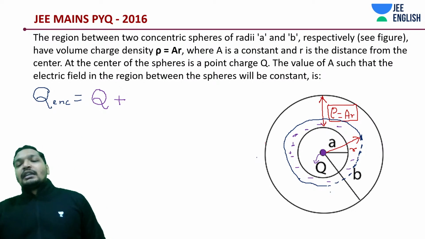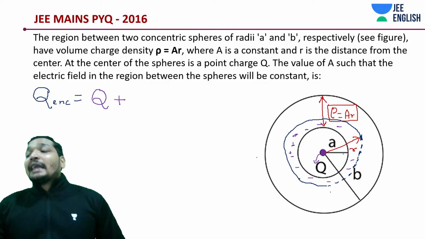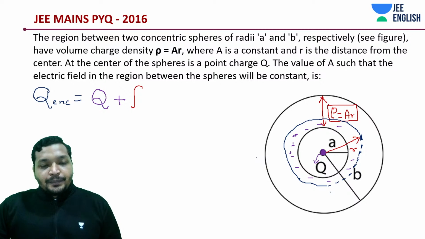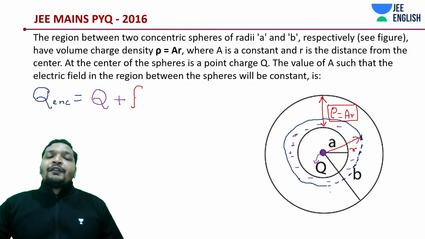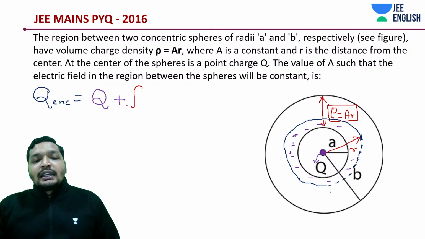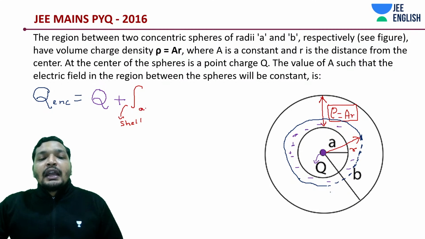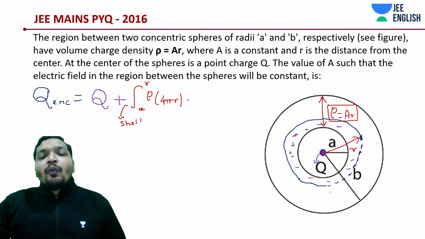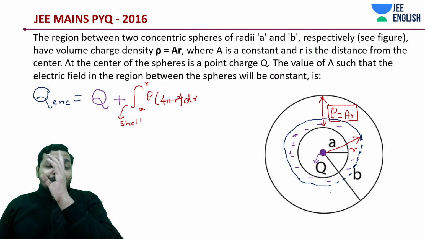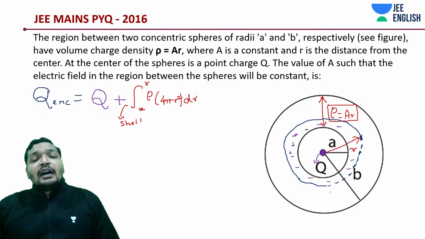I cannot directly state anything. If I have to calculate it from A to R, I cannot directly state anything. It would be an integral of something. An integral for what? Each shell. This is for each shell, and this shell extends from A to R. How do you calculate this? You'll be multiplying the charge density with the assumed shell's differential volume dV.